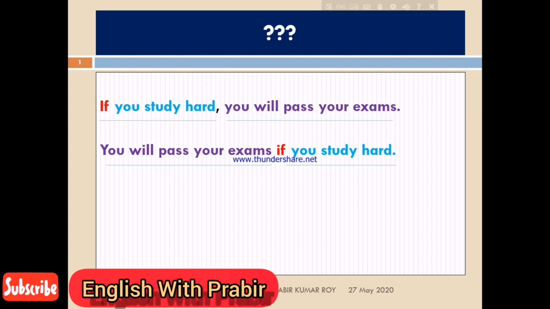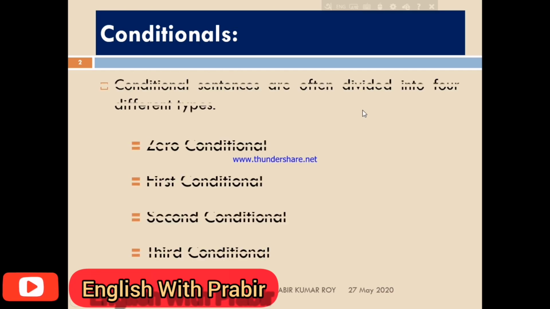So far we have learned what a conditional sentence is. In a conditional sentence, we have two types of clause: the principal clause and the subordinate clause. The subordinate clause gives us the condition and the principal clause gives us the result. Now let us see how many types of conditional sentences there are in English. Conditional sentences are often divided into four different types. The first is zero conditional, then first conditional, second conditional, and third conditional. Please mind it. In today's class, we will introduce you to all these conditional sentences.